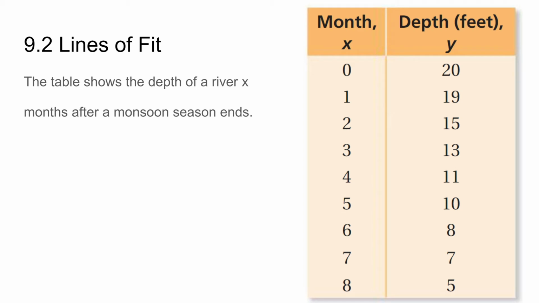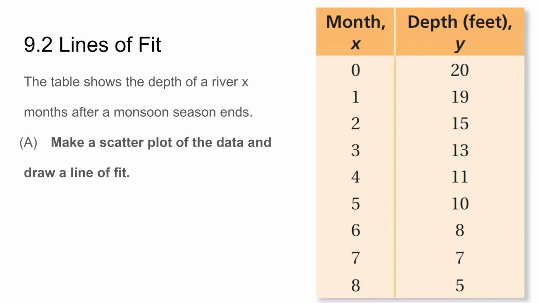All right, so let's go ahead and take a look. 9.2 lines of fit. The table shows the depth of the river X months after a monsoon season ends. So in the first column, we have the number of months from 0 to 8 and the depth of the river, or how deep the river is. And we see it's descending from 20 down to 5. We're going to make a scatter plot of the data and draw a line of fit.